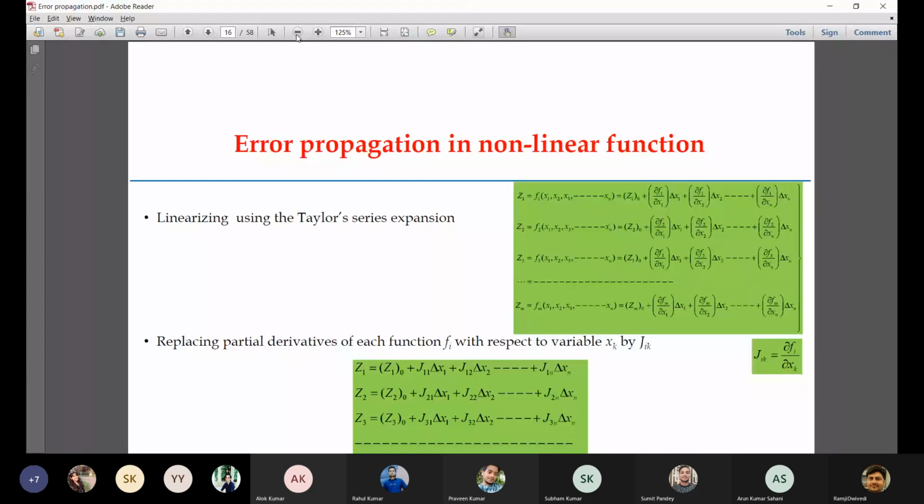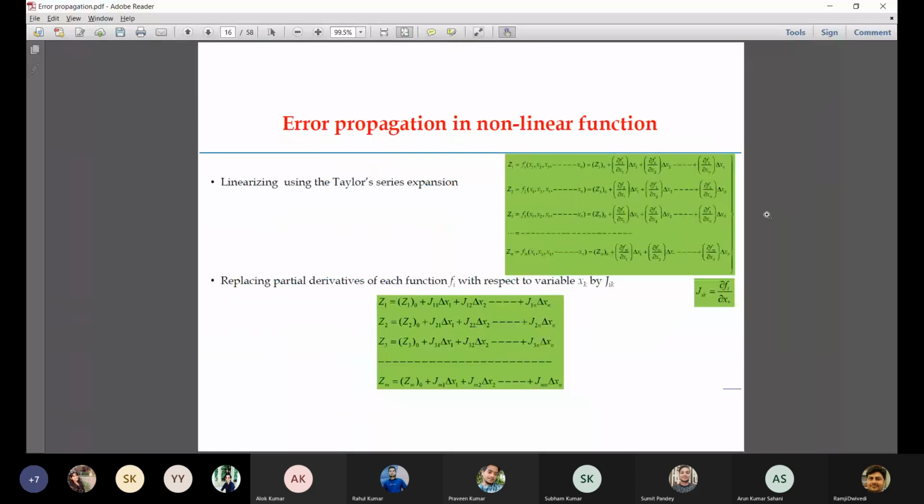I hope you are following it. So now you are representing Z1 again by writing Z1 naught plus J11. That becomes the Jacobian. I don't know whether you are aware of this Jacobian term or not. Those who have a little exposure to partial derivatives must know this term. Jacobian is the term used for partial derivatives.